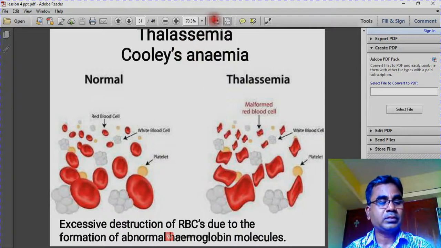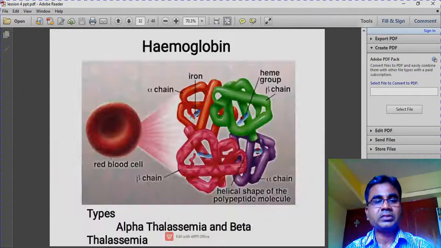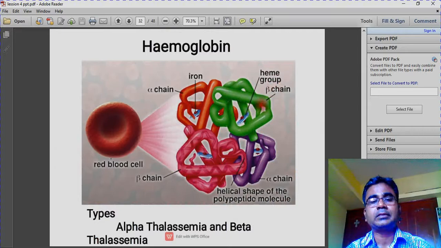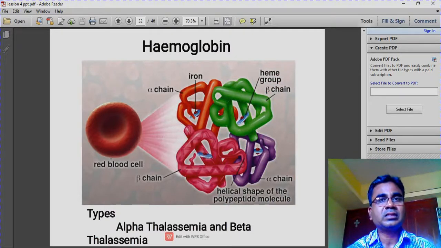Okay. The genes for alpha thalassemia are located on chromosome number 16. What are the genes? HBA1 and HBA2. So these 2 genes are found on chromosome number 16. Whereas beta thalassemia is controlled by one gene, that is HBB, which is located on chromosome number 11. So these are the genes which cause thalassemia.